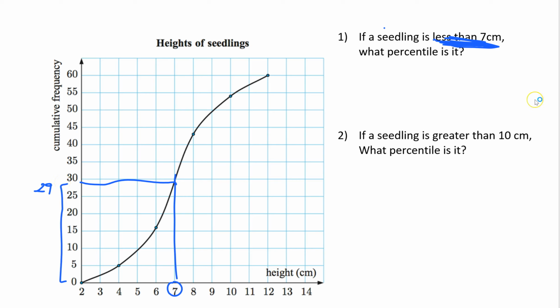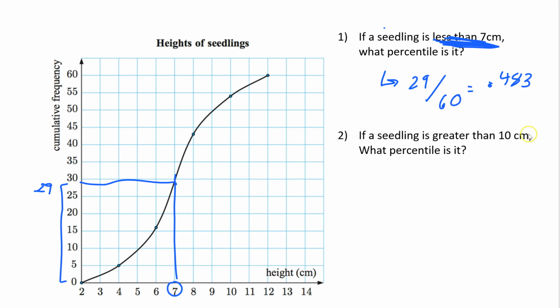So actually, I'm almost done. Not totally done. There's 29 seedlings that are less than 7 centimeters. But that wasn't the question. It said what percentile. So since I wanted the percentile, I get my value 29, and I have to divide it by the whole thing, so 60. Whatever 29 over 60 is, I'm going to use my calculator off on the side over here. 29 divided by 60 is 0.483, or the 48th percentile. So that's what you do when you want a percentile. If it just said how many seedlings, you just leave it at 29. But for percentile, you have to find a ratio.